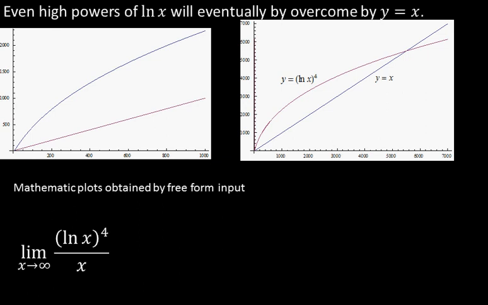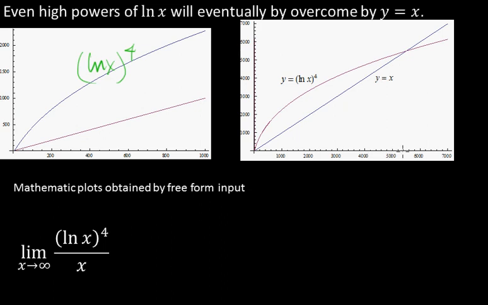I obtained these two graphs using Mathematica just to let you see what's happening, and we'll do a lot more of this in lab. But let's say we're looking at natural log x to the 4th over x. Well, at first, notice this graph here. I'm graphing it between 0 and 1,000. And the graph on the top here is ln x to the 4th. You see, it's on top of y equals x for quite a while. That's all the way out to 1,000.